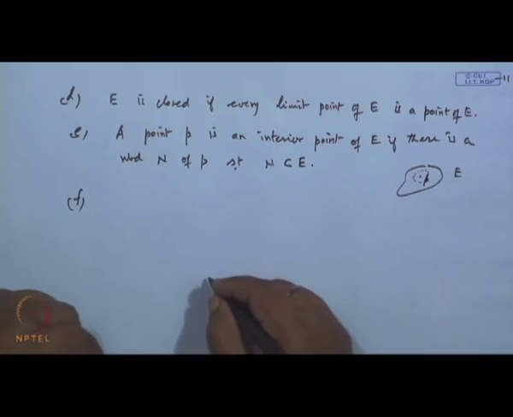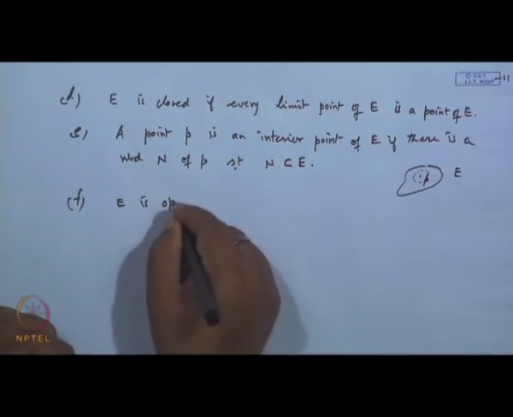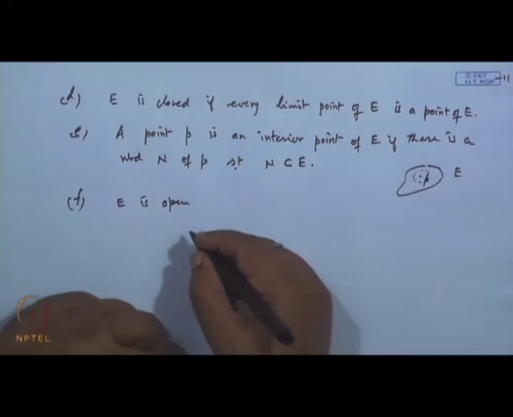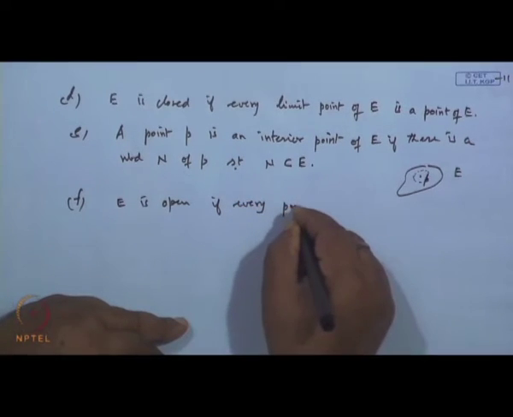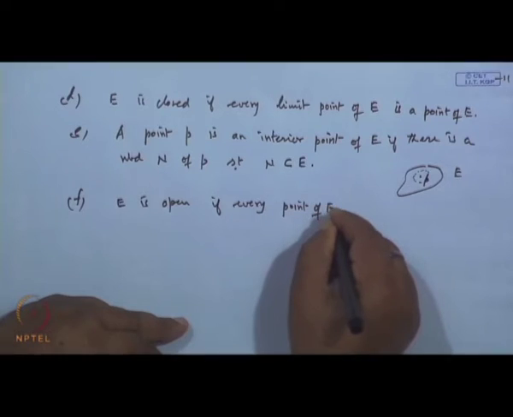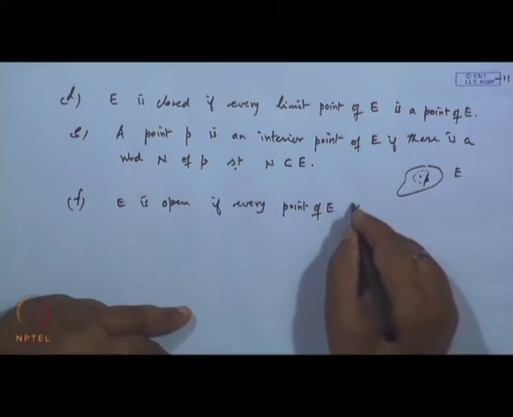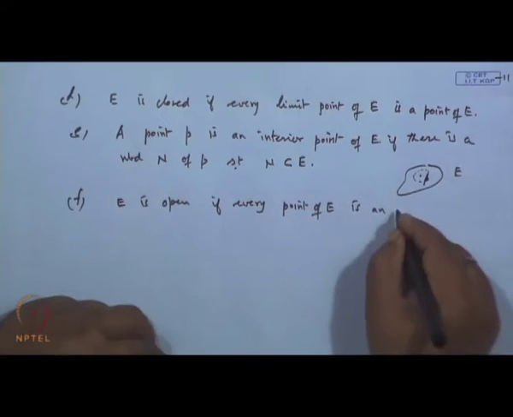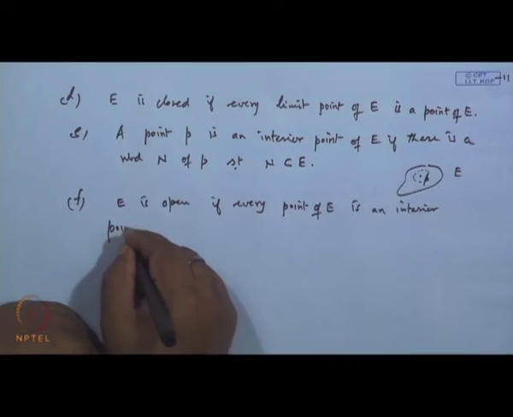Then E is said to be open. A set E in a metric space is said to be open if every point of E is an interior point of E.